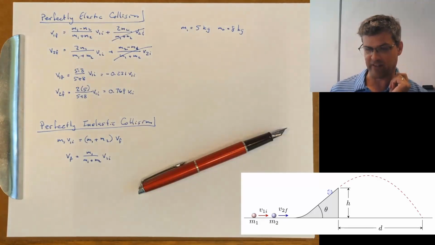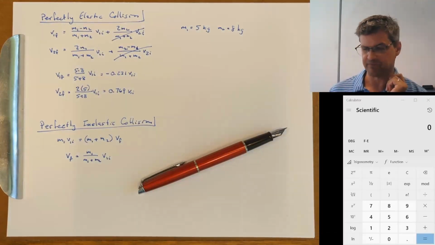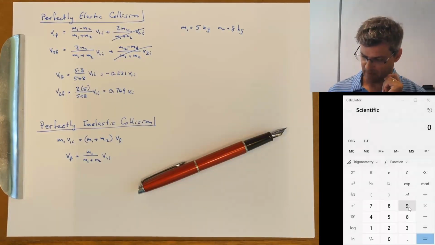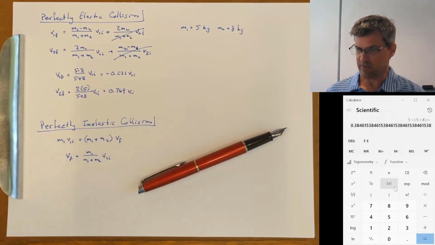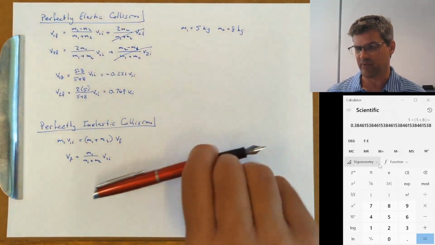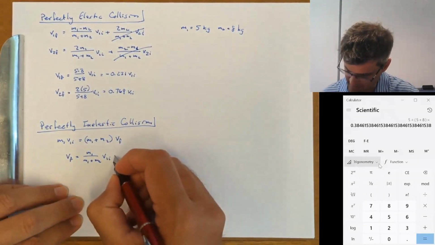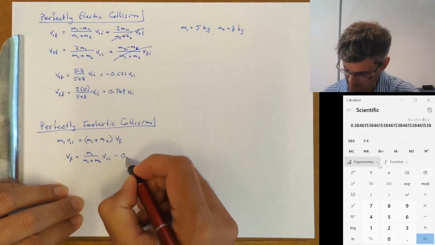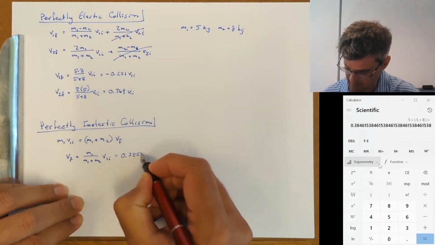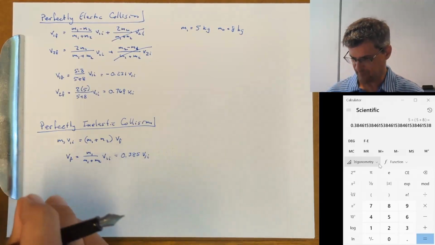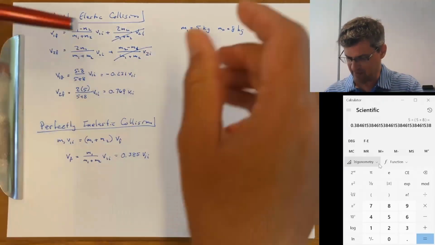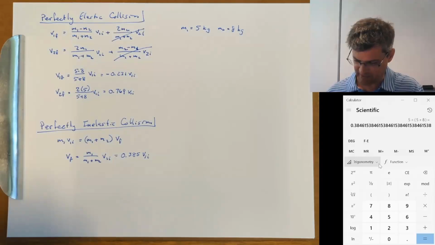And we can get out our calculator again. 5 divided by 5 plus 8. So we see that it's 0.385 V1 initial. So I wanted to highlight these two cases in particular.